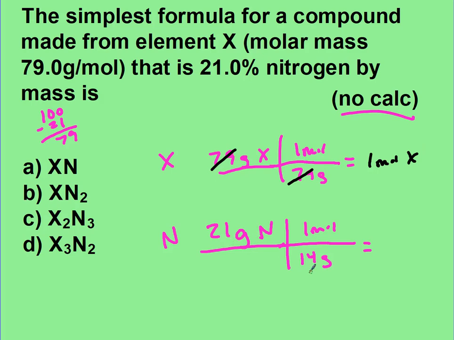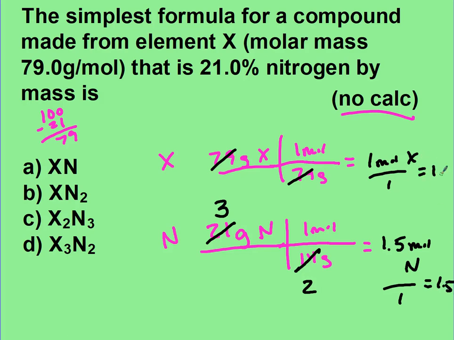And here, both of these numbers are divisible by 7. So 7 goes into 14 2 times, and 7 goes into 21 3 times. So 3 over 2 is 1.5 moles of nitrogen. I'm going to divide by smallest, which is going to give me the same thing. And finally, I need to multiply till whole. Well, 1.5 times 2 will give me a whole number of 3, and times 2 gives me a 2. So I have X2N3. I look at my answer choices, and I have something that matches that.